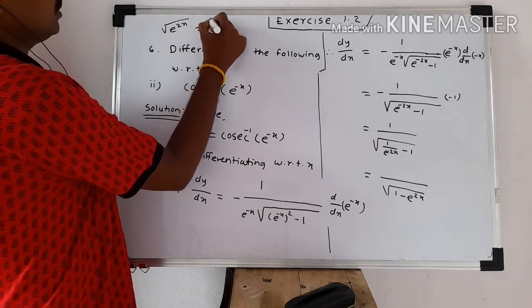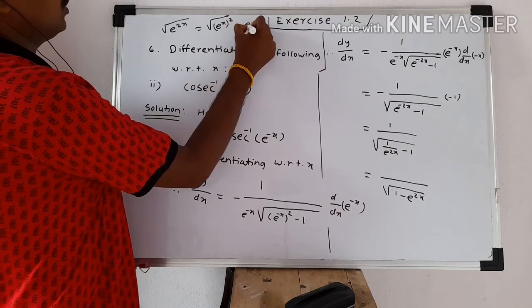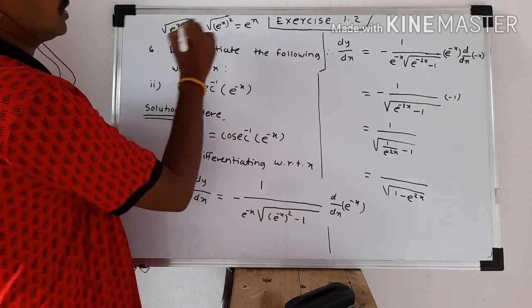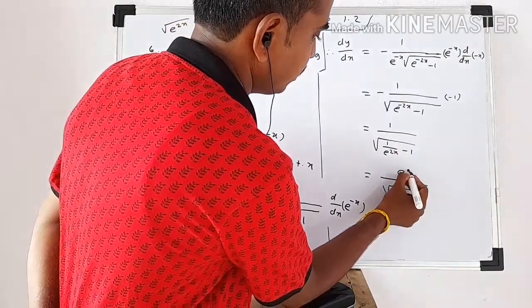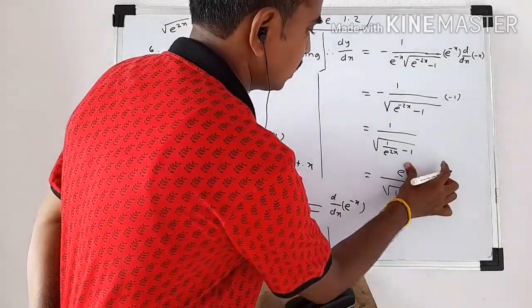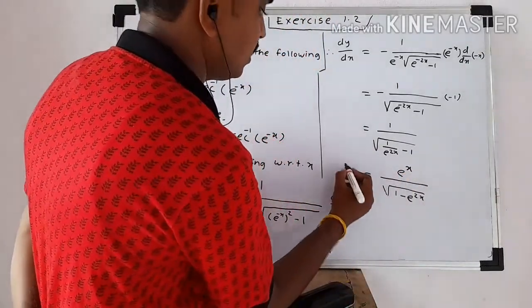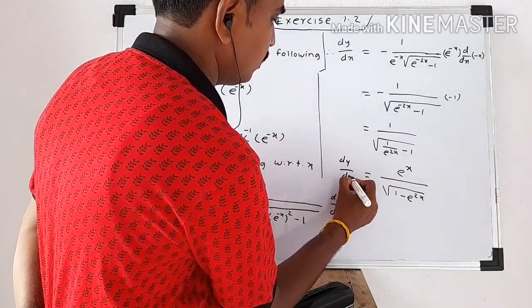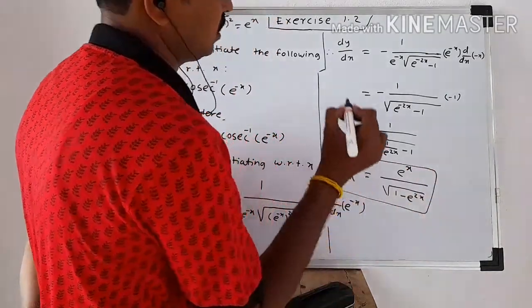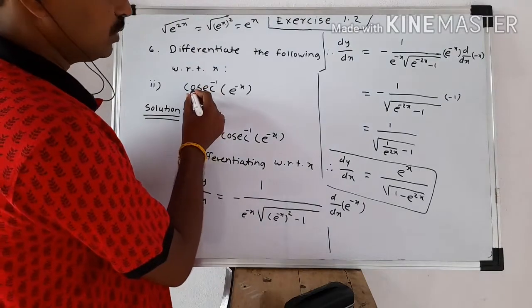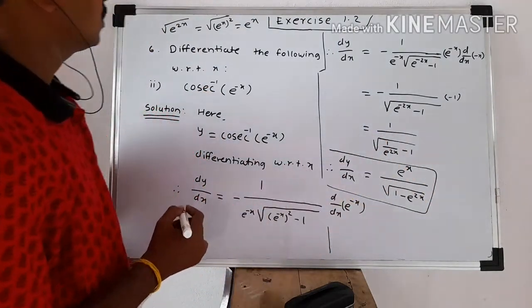e raised to 2x means we can write this expression as e raised to x bracket square, and square root of e raised to 2x will be e raised to x, and this will be the term in numerator. Therefore we get here e raised to x as term in numerator divided by this expression. This will be the required derivative of y with respect to x. That is, the required derivative of y with respect to x is e raised to x divided by root of 1 minus e raised to 2x.